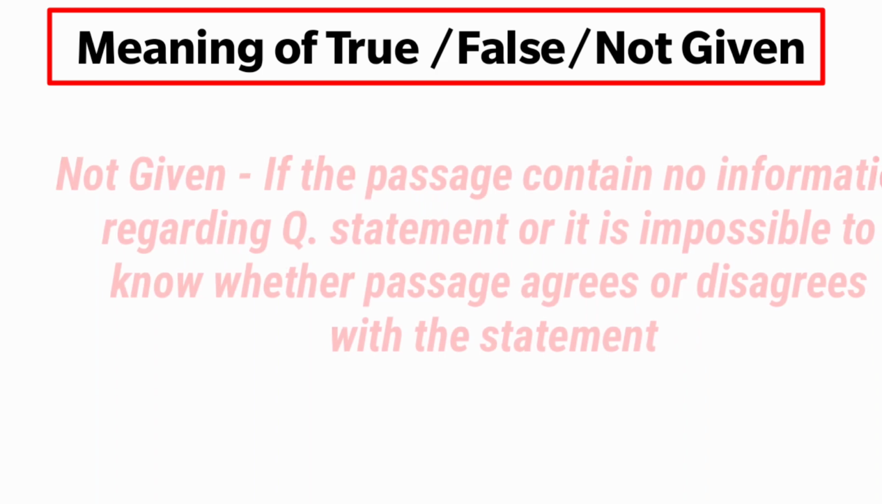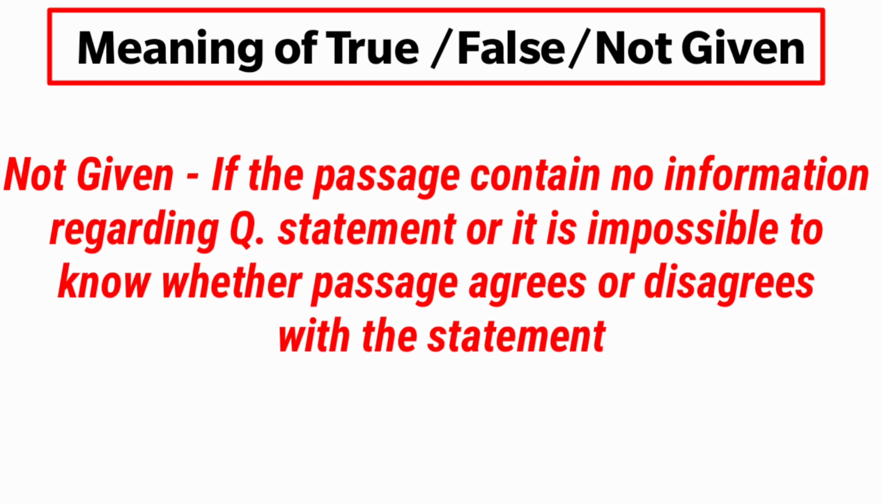If the passage contains no information regarding the question statement, or it is impossible to know whether the passage agrees or disagrees with the question statement, then the answer is not given. Guys, this is very important, so please take a note of this. It will be more clear to you when we do some examples, so watch this video till the end.